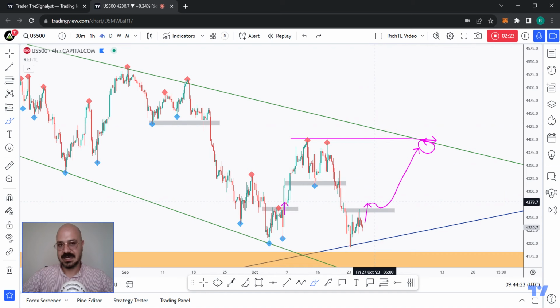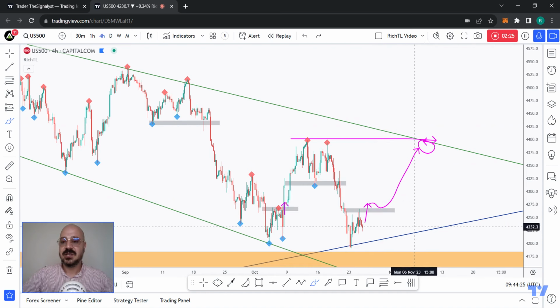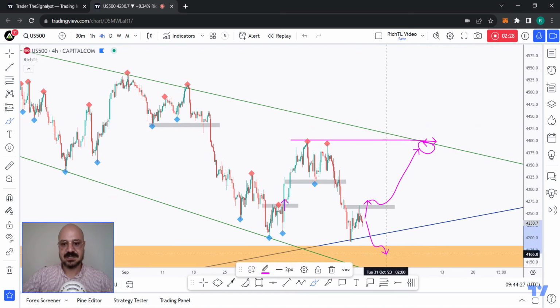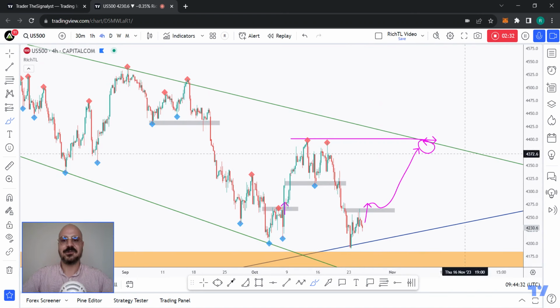Meanwhile, until the buyers take over, until we have this break, US500 can still trade lower inside the zone, as I mentioned, before we trade higher. In this case, around this area, we'll be looking for new buy setups.